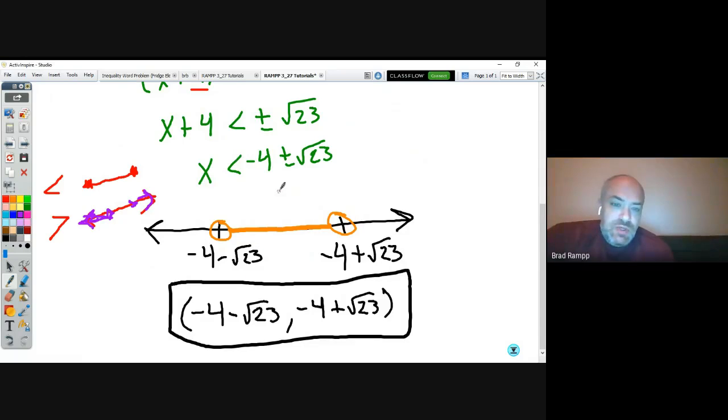And because there's no equal to signs, I knew to use the open circles. And when you write it in interval notation, you use parentheses to let people know it wasn't included. It wasn't equal to. So you read this as -4 minus the square root of 23 to -4 plus the square root of 23, all exclusive.